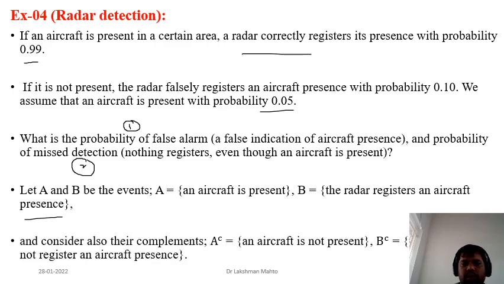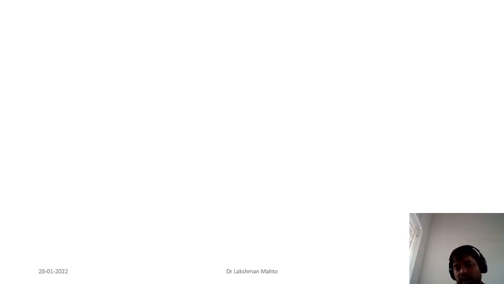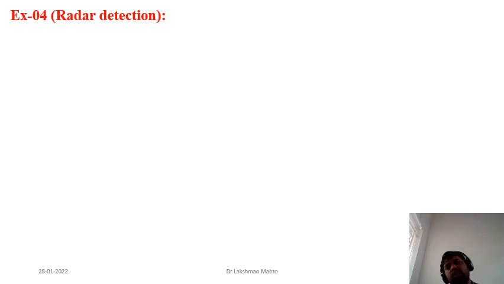Due to these two events A and B, we can further introduce two more events based on complementation. A complement says that the aircraft is not present, and B complement says that the radar doesn't register anything. So in total we have four elementary events. Based on that, we can construct further events using set theory operations.